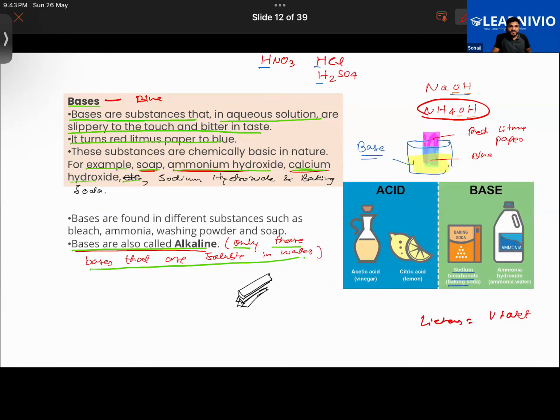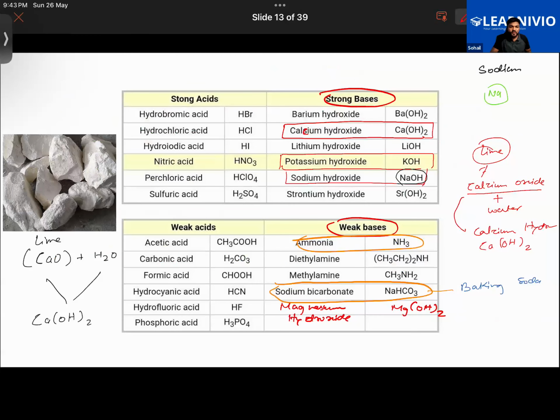In the previous class, we were discussing bases. You guys will answer this one question for me. What do we call those types of bases that are soluble in water? Should I repeat my question? What do we call that kind of bases that are soluble in water?